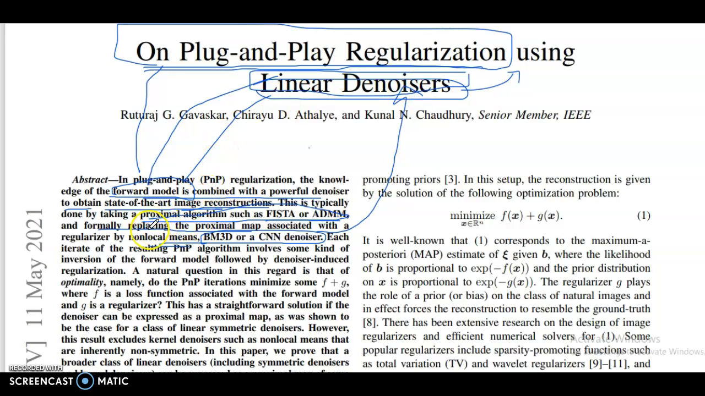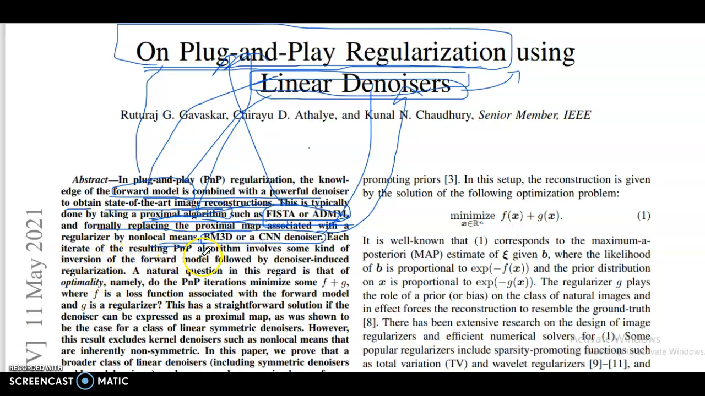The proximal algorithm for plug and play is FISTA or ADMM. Here, for this plug and play regularization, the proximal algorithm is FISTA or ADMM, with BM3D or CNN denoisers.